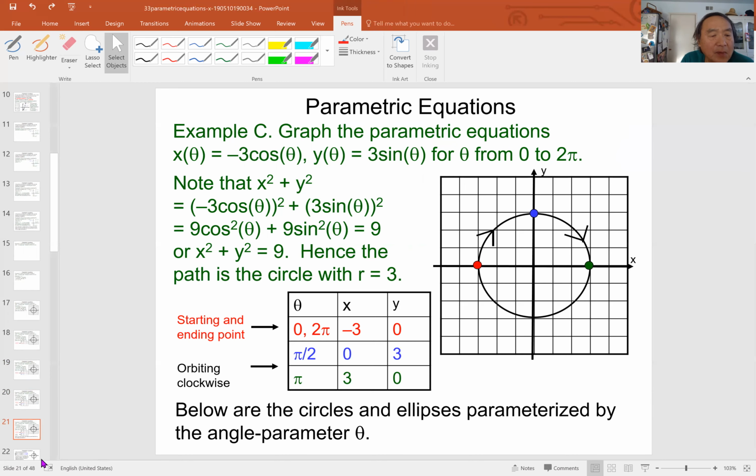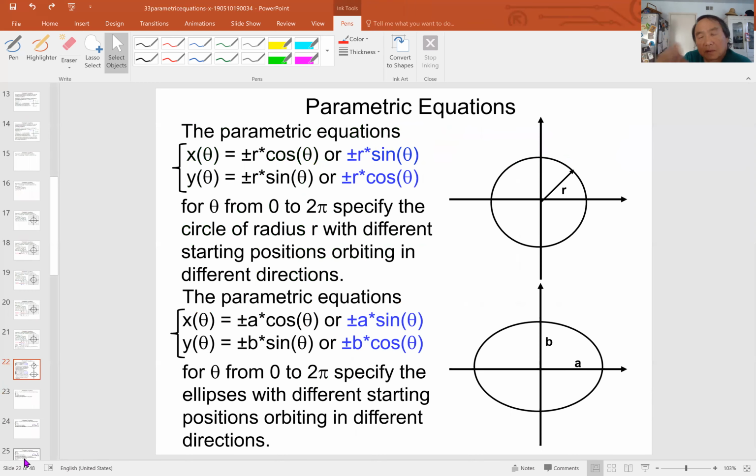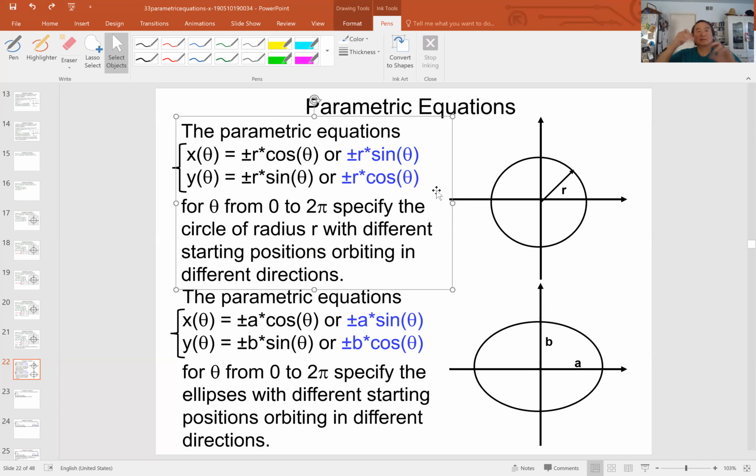And following are the parametric formulas for circles. Basically it could be plus or minus cosine versus plus or minus sine. One set, or it could be plus or minus sine for the x and plus or minus cosine for the y.